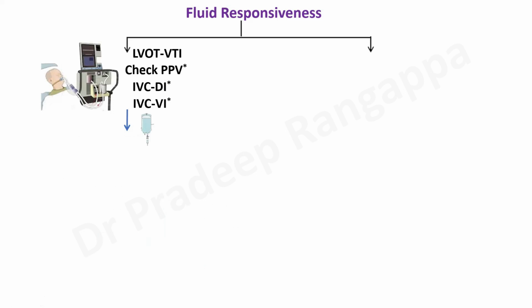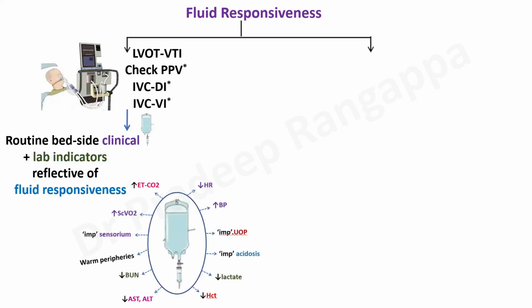Another important thing is, whilst you are looking at these dynamic indices like LVOT VTI, it is also important to look at other bedside clinical and lab indicators which are reflective of fluid responsiveness. In the zeal and enthusiasm of giving fluids based on this dynamic test, look at other routine variables: whether heart rate is coming down, blood pressure is improving, whether urine output is increasing, and whether acidosis is getting better, lactate is coming down, hematocrit is coming down, liver enzymes coming down, whether BUN is coming down, whether peripheries are getting warm, or sensorium is improving.